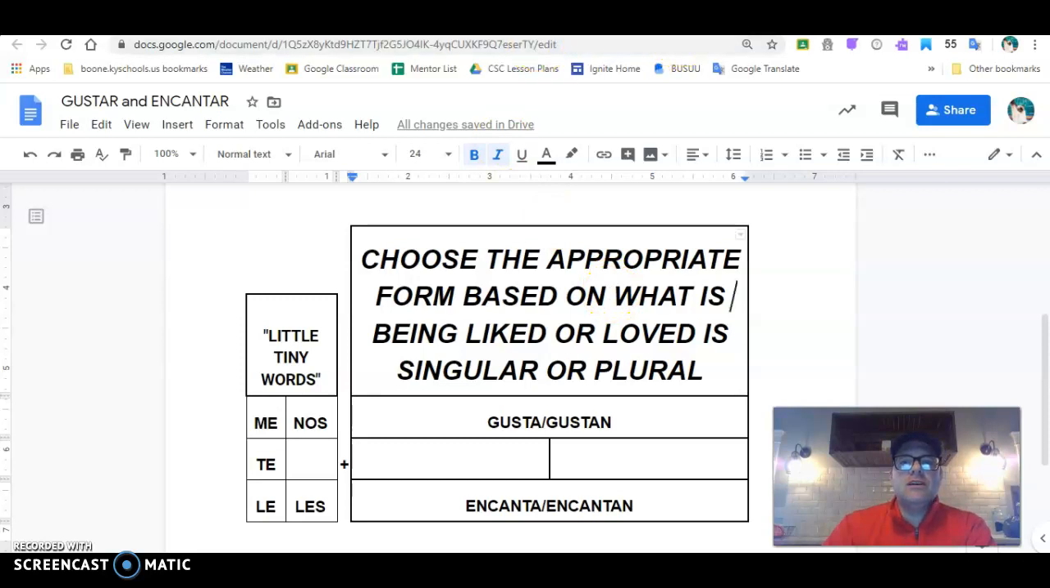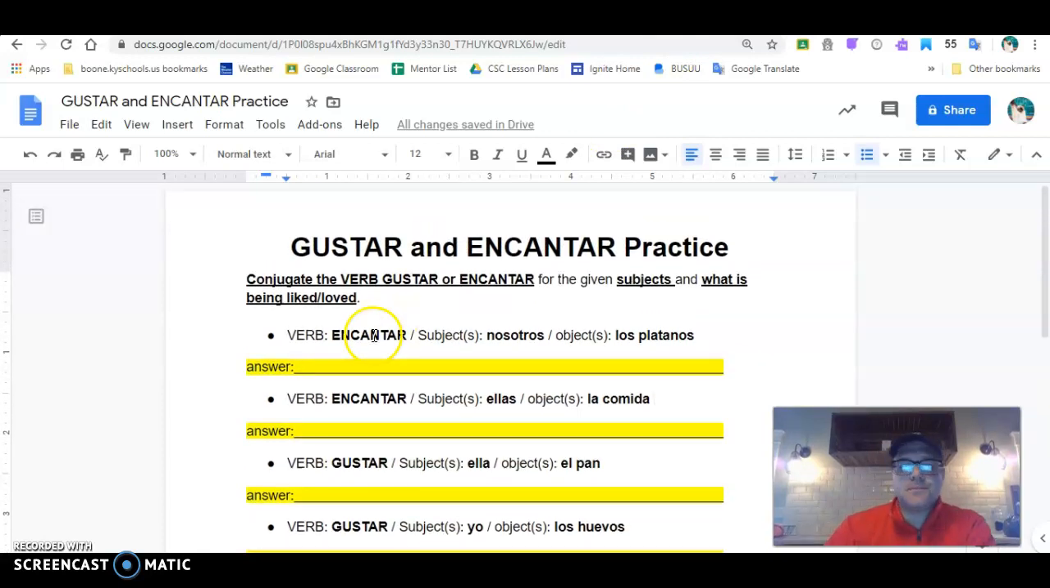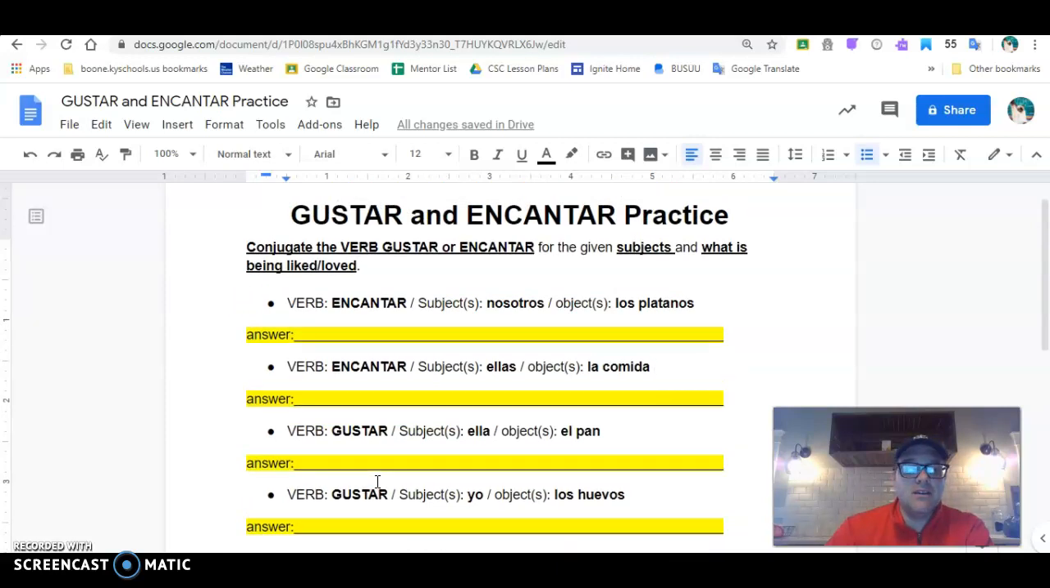So here's what I want you to take a look at. I am attaching something on Google Classroom that looks like this. I give you the verb that I want you to conjugate. I give you the subject, in this case, nosotros. And the object, what is being liked, in this case, los plátanos, okay? So it's essentially saying that we love bananas, los plátanos. So how would we do this one? I'm not going to fill it in, but I want you to fill out an answer here, here, here, and here. There's 6 of them. You should be able to knock these out very quickly.